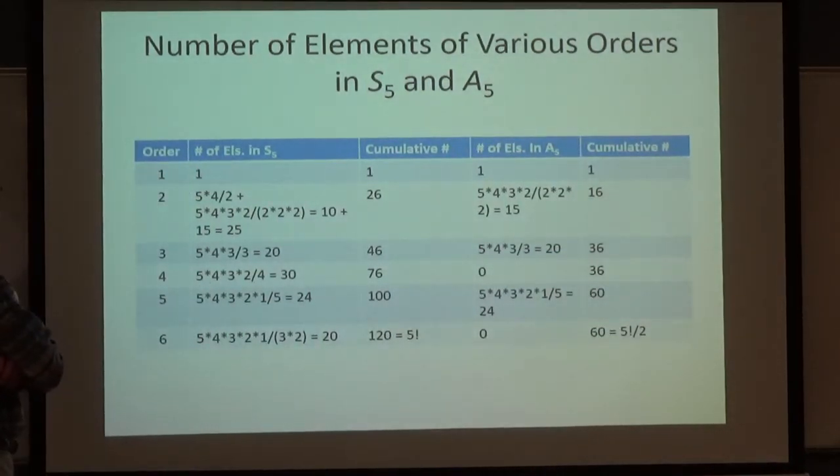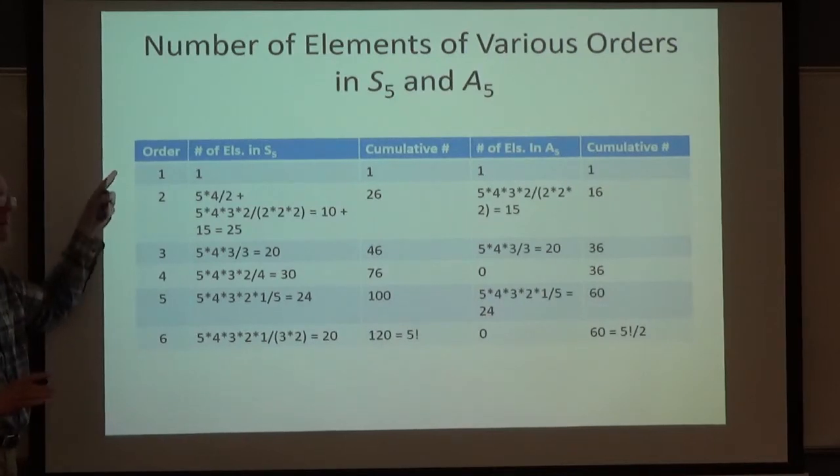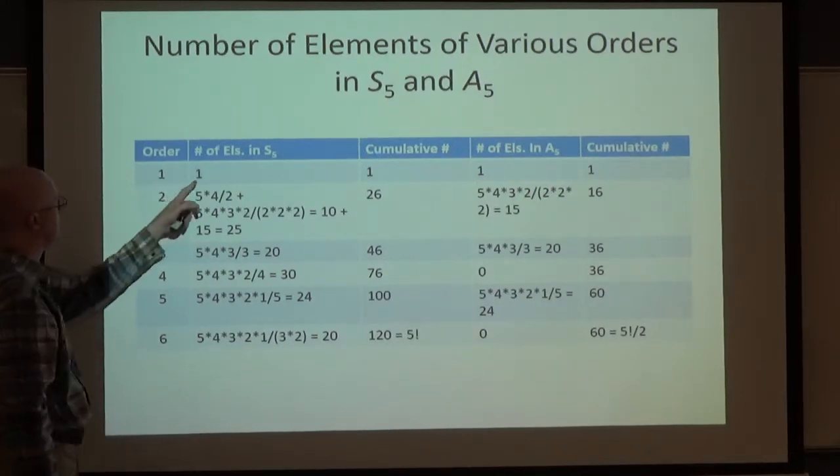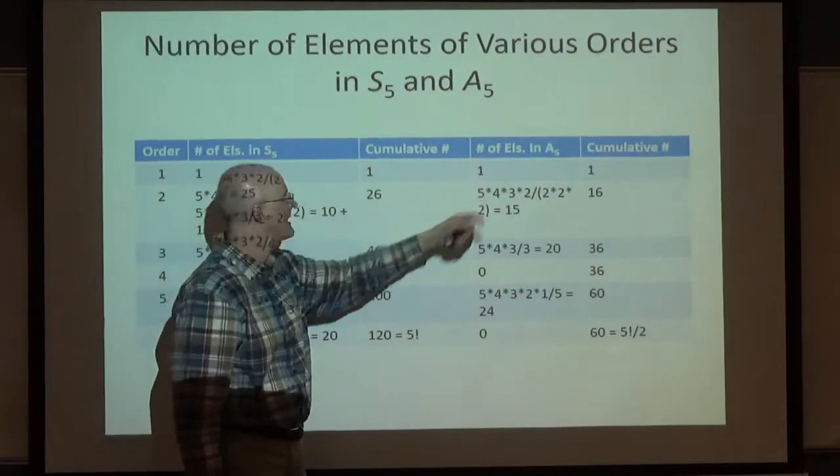To think about the number of elements of various orders in both S5 and A5. These are orders of elements, not orders of subgroups. There are bigger subgroups than order 6. But what this is illustrating, and if you think about it further, the highest order for an element in S5 is going to be 6. Of course, it's only the identity that has order 1, and there's just one of those in S5, and it's the same thing as in A5.